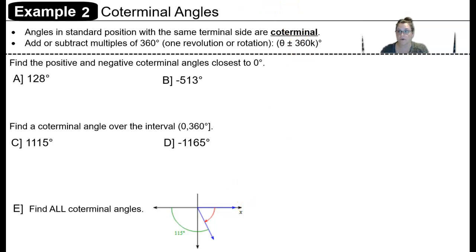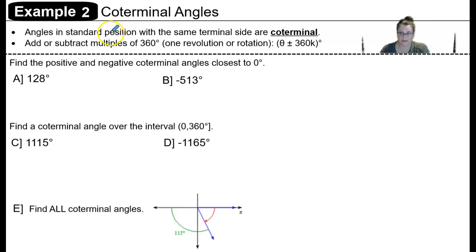Welcome back. We're in example 2 of our notes for central angles being measured in degrees. And in example 2, we're going to look at coterminal angles. Coterminal angles are angles in standard position, which means their initial side is along the positive x-axis. The measure is determined by the location of the terminal side.